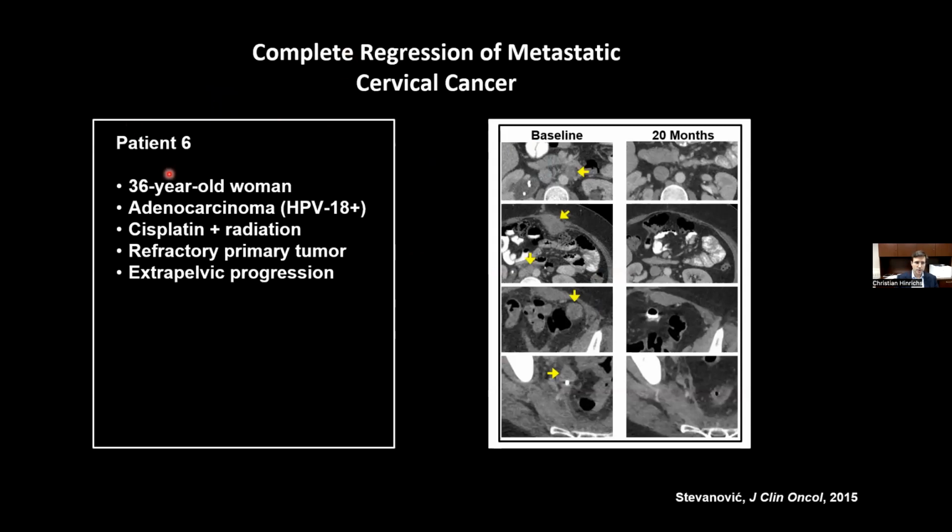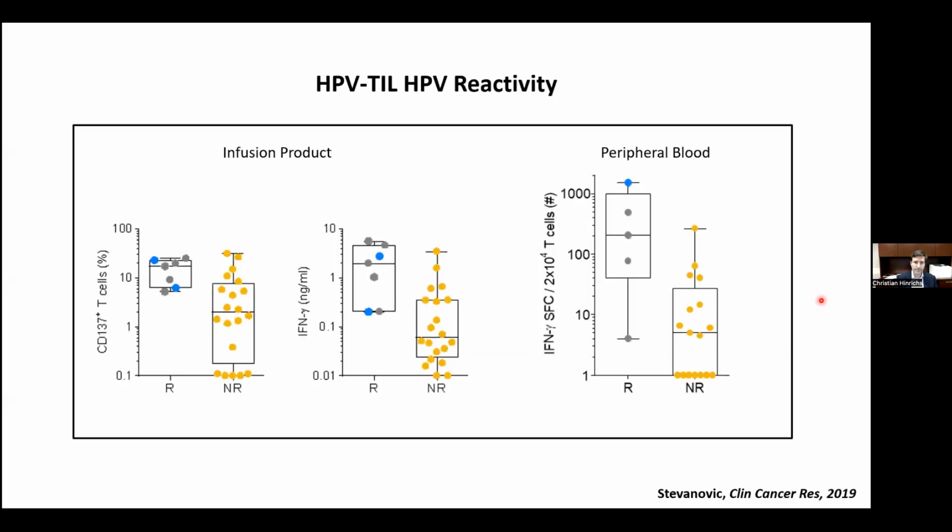This is another patient, patient 6, a 36-year-old woman with an adenocarcinoma that was HPV-18 positive. She had a very aggressive primary tumor. She had the cancer shown here, the yellow arrows. This tumor here was compressing her ureter. That white dot is a ureteral stent to drain urine from her kidney to her bladder. We gave her a single infusion of TIL, and all of her cancer completely went away, and it remains absent. So this was a photo that her mother took of the two of us in clinic after treatment. And again, she looks happy because she has no cancer, but also because she's receiving no cancer treatment.